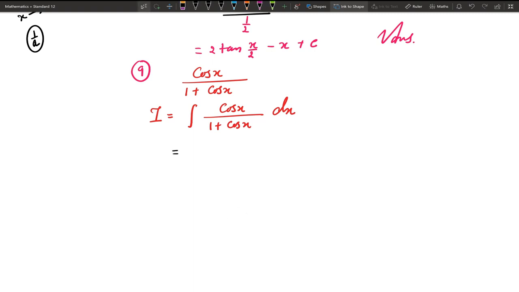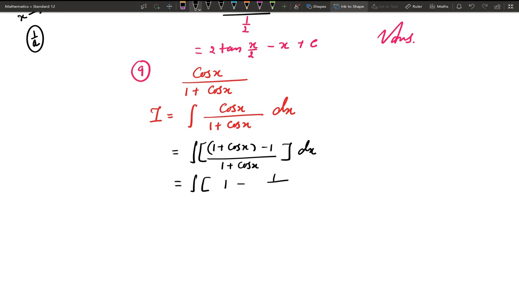So for that purpose, in the numerator we add 1 and subtract 1. Otherwise there is no shortcut or alternate method. If you are not able to convert or reduce into standard form, you can't integrate this thing. So in the numerator we add 1 and subtract 1. So now divide each term by 1 plus cos x. So 1 minus 1 plus cos x dx.